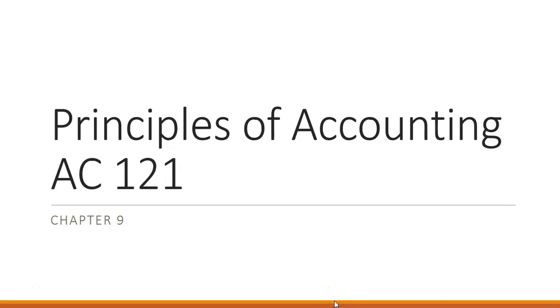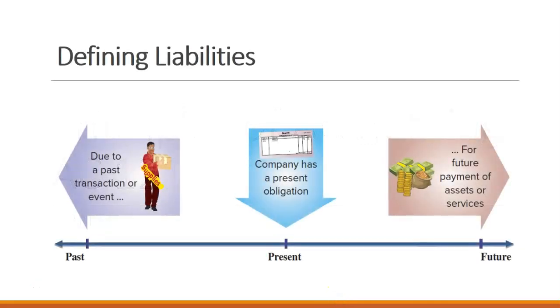Principles of Accounting, Chapter 9. So in Chapter 9, we start talking about liabilities. Liabilities are money that we owe to others for payment of assets like inventory, supplies, equipment, and any services. If we have payroll expenses, notes payable, all of those things are liabilities.